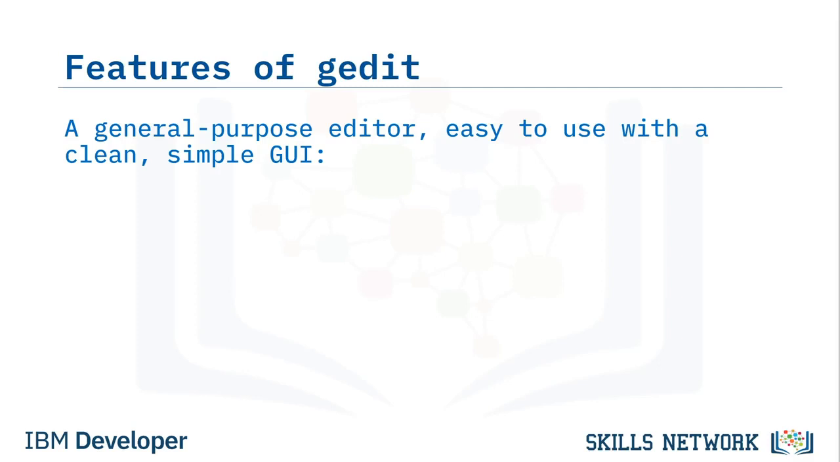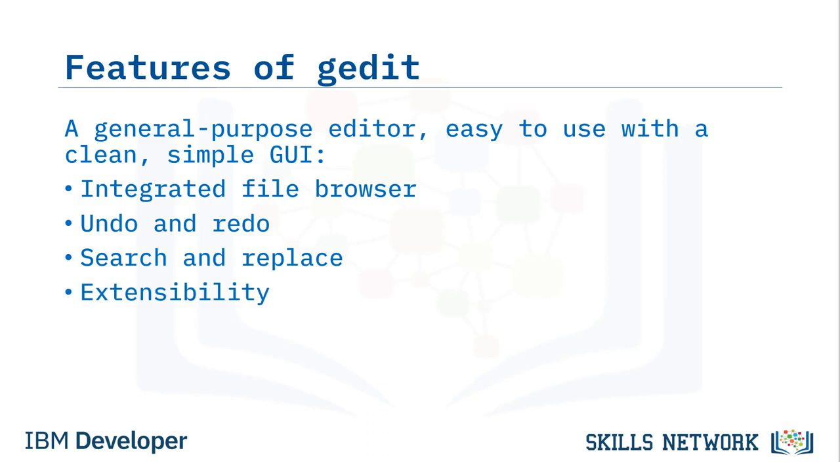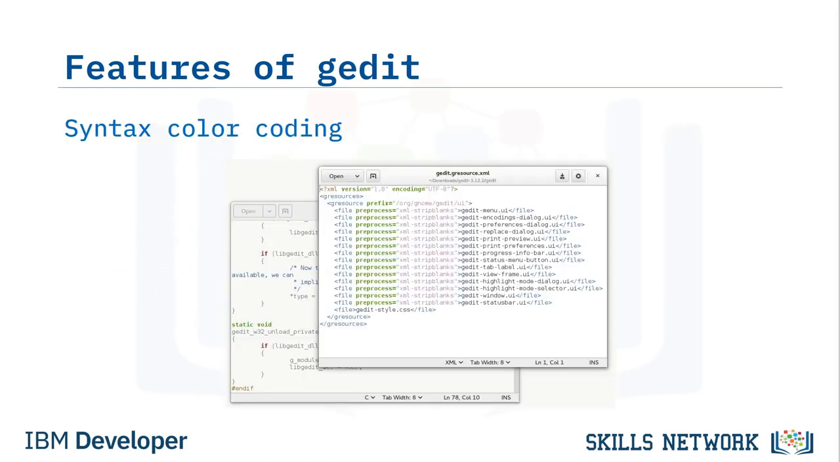gedit provides many features to enhance your text editing experience, including an integrated file browser, undo and redo functionality, search and replace functions with support for regular expressions in the search string, and extensibility using plugins from the gedit plugins package. The text editor uses syntax color coding to help you interpret and focus on different aspects of your code.